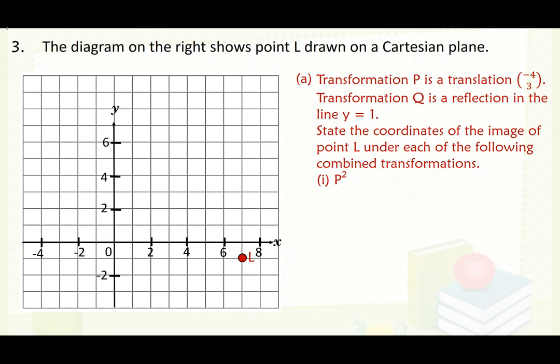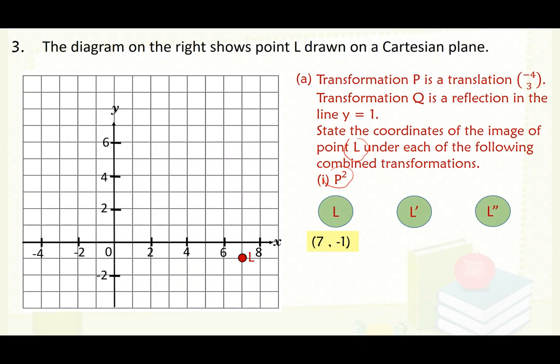Question number 3. The diagram on the right shows point L drawn on a Cartesian plane. Okay, this is L. Transformation P is a translation. Transformation Q is a reflection in the y equal to 1. State the coordinate of L under each of the following combined transformations. So L will go through P squared 2 times. That means we'll go through transformation 2 times. So L will go to L prime, go to L prime prime.